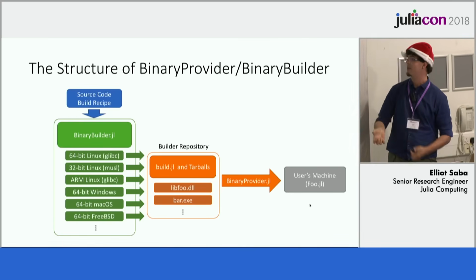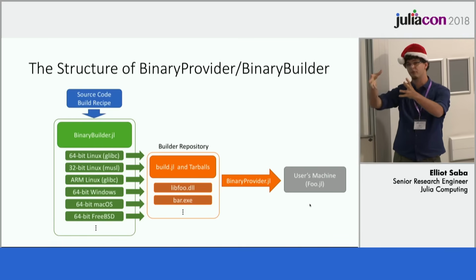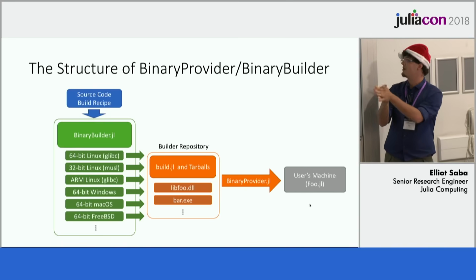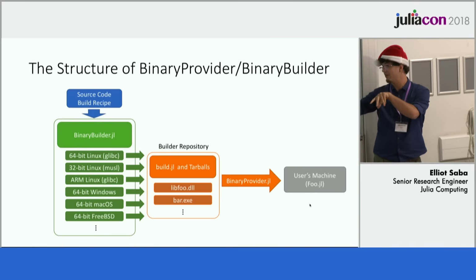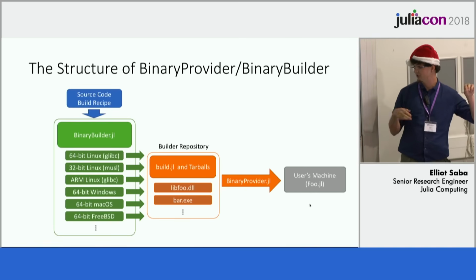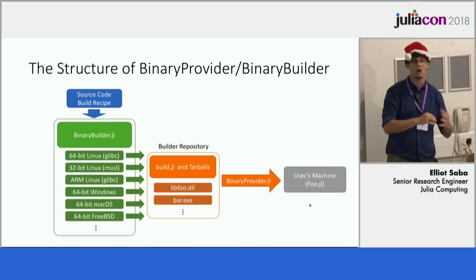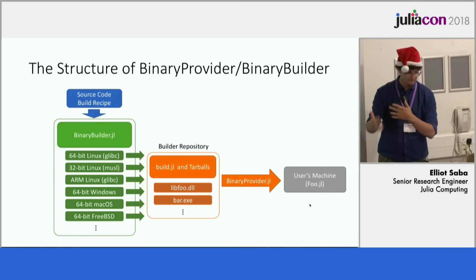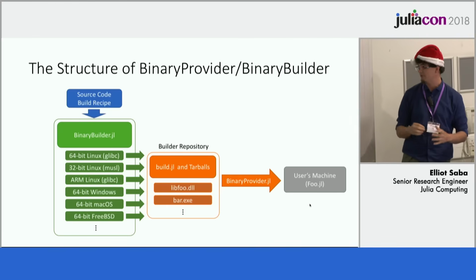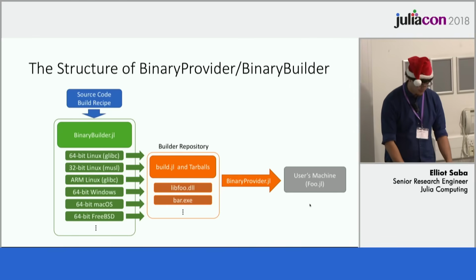So we have a three-step process. You first bundle your source code, and you make a build recipe for it. Then you give it to BinaryBuilder. That generates tarballs and a build.jl file. Then you give that build.jl file to the user's foo.jl, which will actually install it on the user's machine. And so we're going to step through these processes and see what it looks like, how you go from 0 to 60 with binary dependencies.